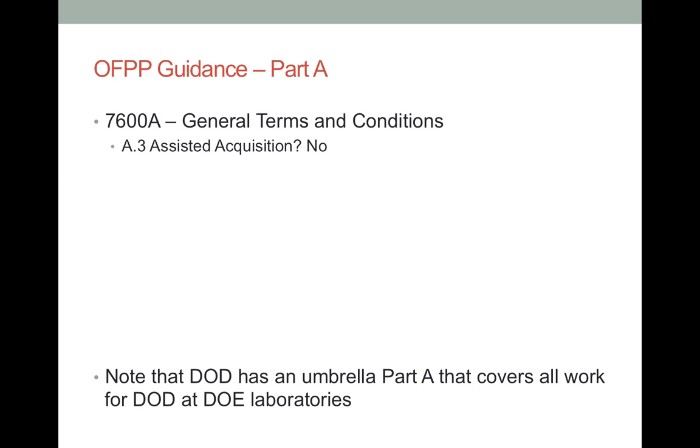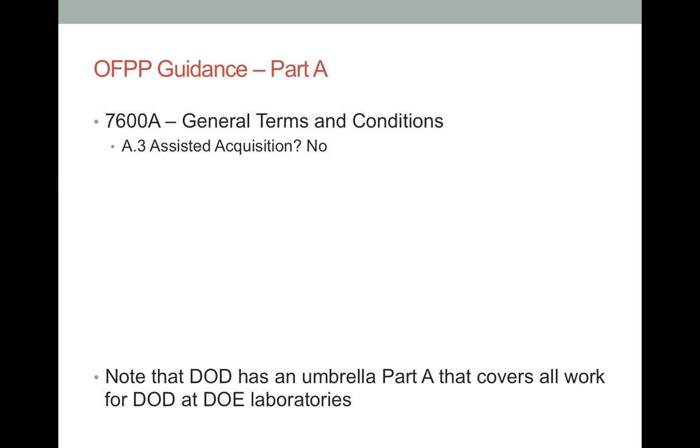Question 80 asks if this is an assisted acquisition. The FAR defines assisted acquisition in 17.5, but the answer for work at DOE Laboratories is not clear. DOE has taken the position that the work being done is not an assisted acquisition, even though the DOE is executing a contract action on behalf of the other agency. The reason is that the DOE is not performing any acquisition services beyond the contract modification. For example, DOE is not performing any acquisition planning, market research, synopsizing, or cost-price analysis.